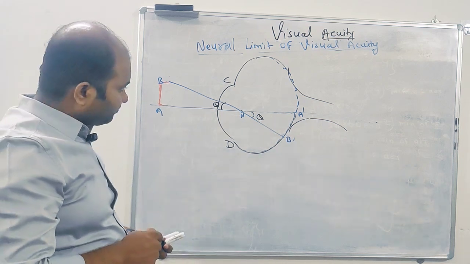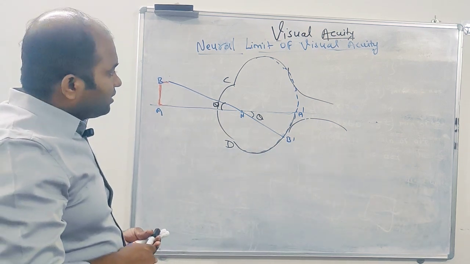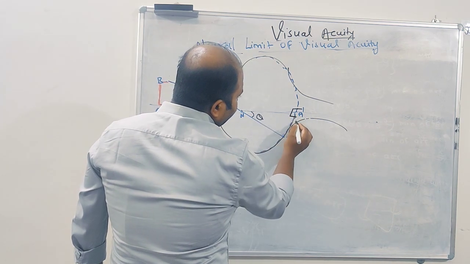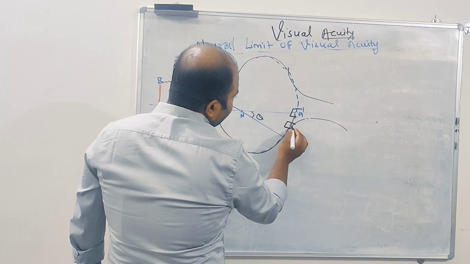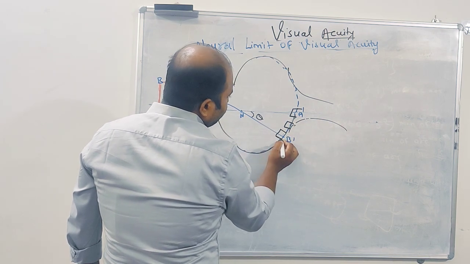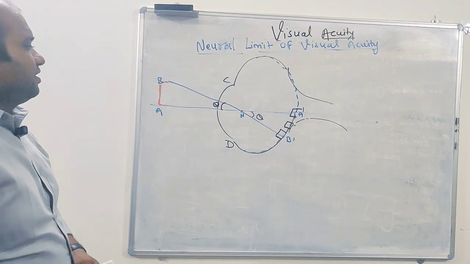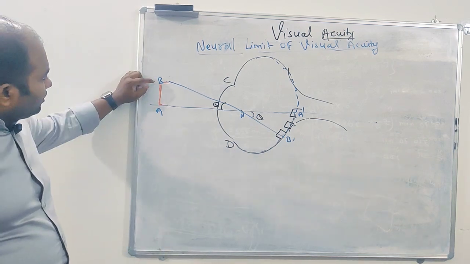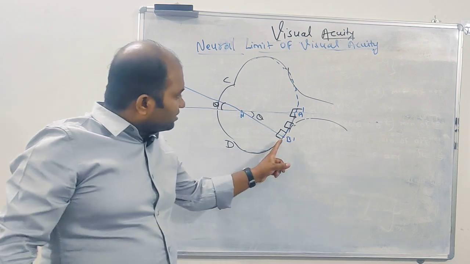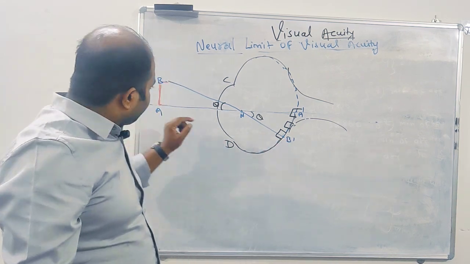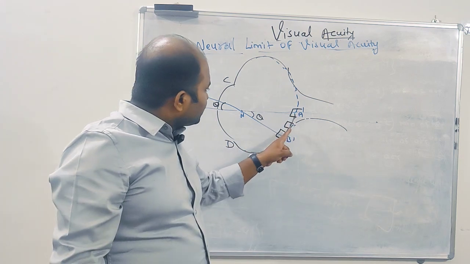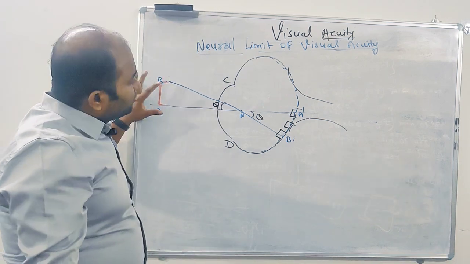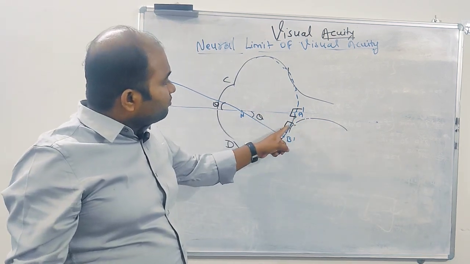We are going to see the retinal cells I have made in enlarged view. Just see, this line is striking this cone cell of the retina, and this A is striking this one, and there should be a gap. There should be a minimum of one cell gap between these two cells.